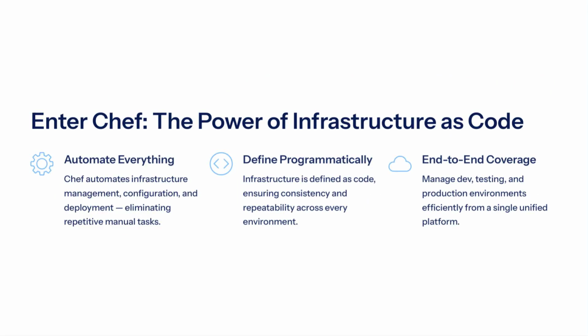Chef automates infrastructure management, configuration, and deployment by eliminating repetitive manual tasks. Infrastructure is defined as code, which ensures consistency and repeatability across all environments. This enables efficient management of development, testing, and production processes, as well as consistent management of configuration and deployment. By defining infrastructure programmatically, organizations can streamline their operations and improve overall efficiency.